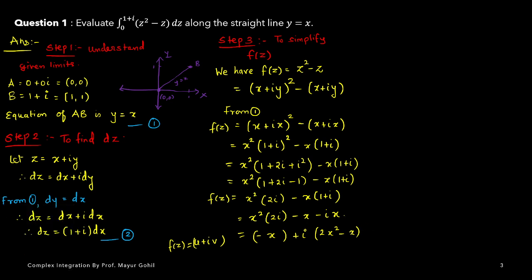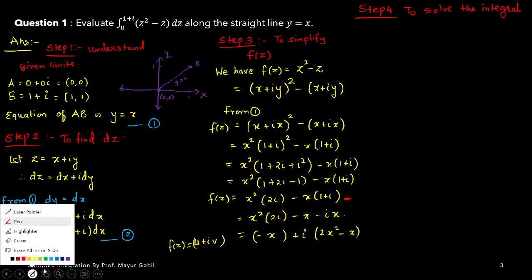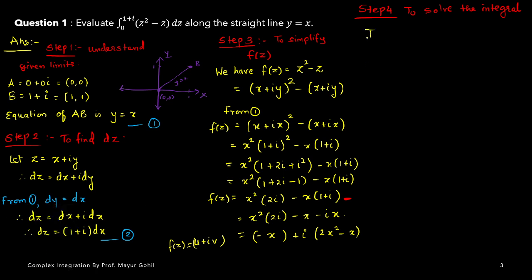This is optional, okay? Writing u plus iv is optional. You could even do it over here. At this point also you could have integrated, but I have just done it in line with the theory. Step number 4 is to solve the integral. So let us see how to solve this. We had I equal to the integral from 0 to 1 plus i of z square minus z dz.